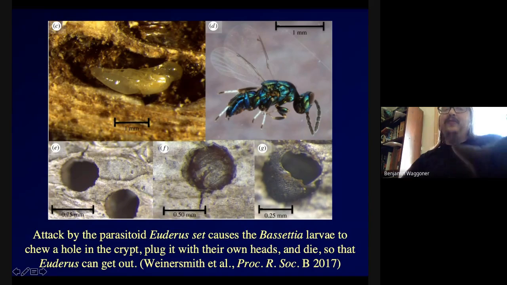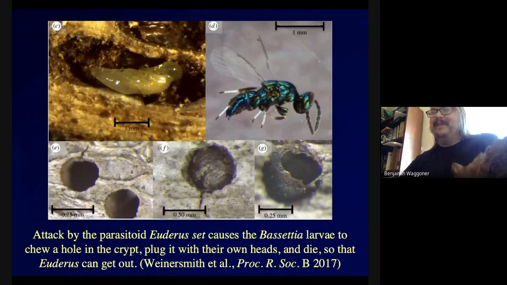So that is an extremely sinister case of parasitoids manipulating host behavior. Making these larvae open their own crypts, plug them with their own heads, and die so that the parasitoid can burst out of their dead heads. Yeah, if this sort of thing happened to people, it would be the most horrifying horror movie of all time.